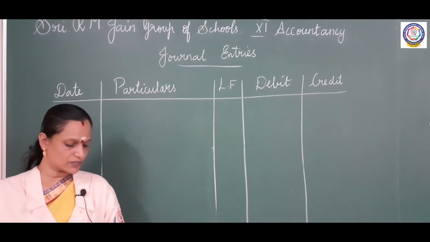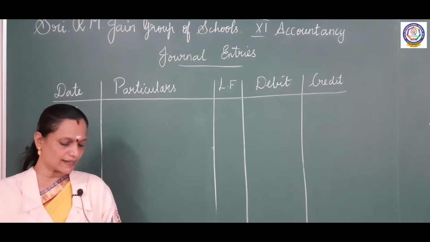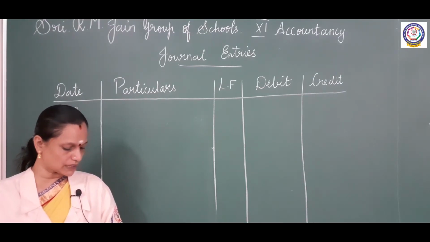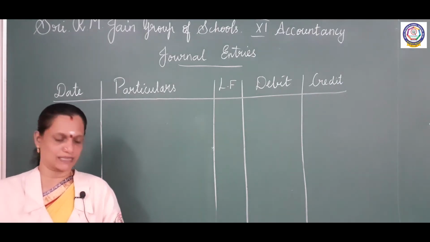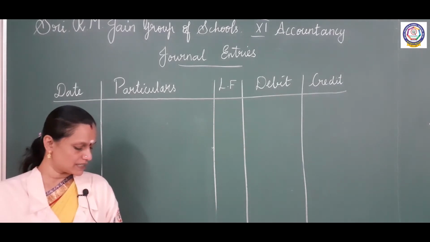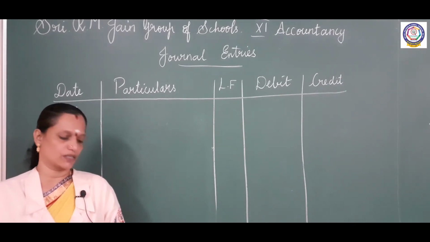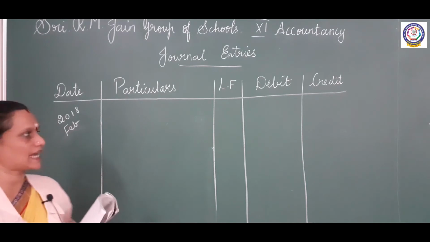Deepak is a dealer in stationery items. From the following transactions, pass journal entries for the months of January and February 2018. So Deepak is doing a stationery business. Okay. January 1st, commenced business with cash 2 lakhs. He started a business with cash 2 lakhs.